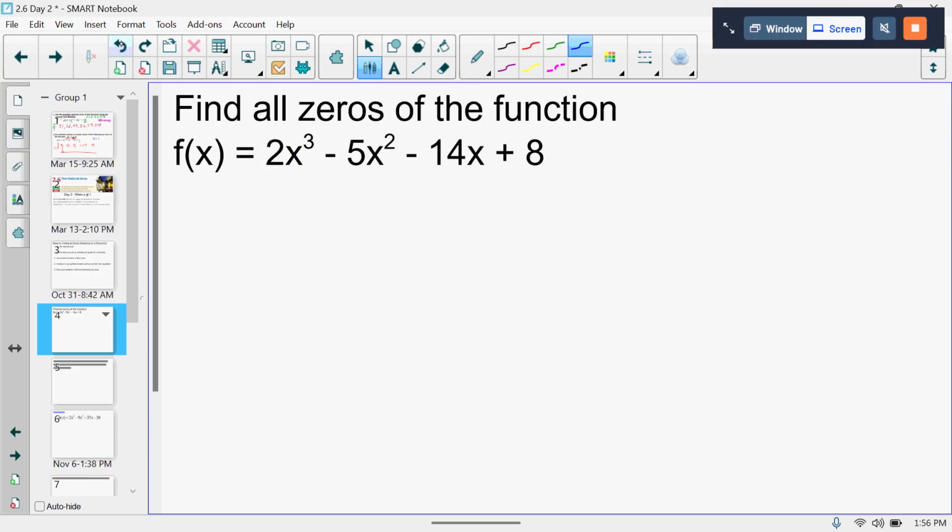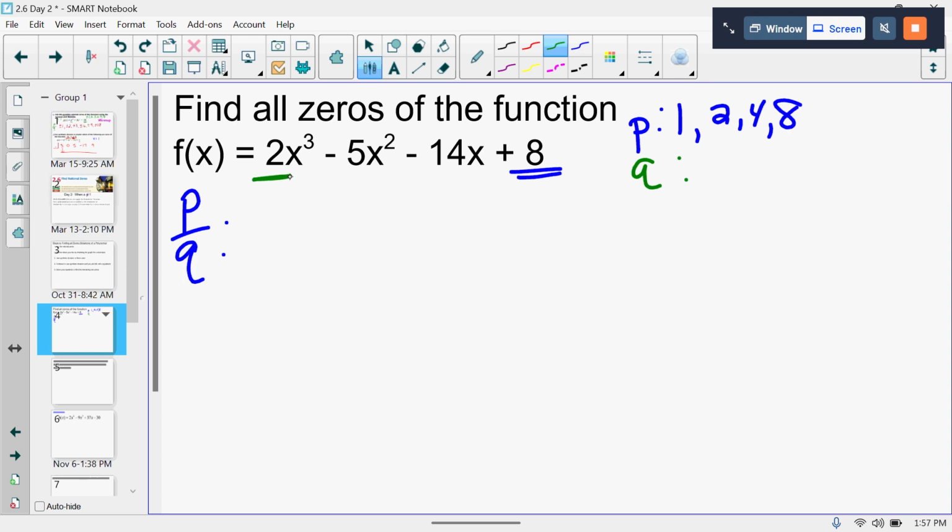So if we want to find all the zeros of this function, the first thing we're going to do is find the possible rational zeros, which is make that P over Q list. So let's think about what P is. It's the factors of the constant, so 1 times 8 or 2 times 4. Let's think about what Q is. It's the factors of the leading coefficient 2, so 1 times 2. So again, we got to put all these numbers over 1, right?